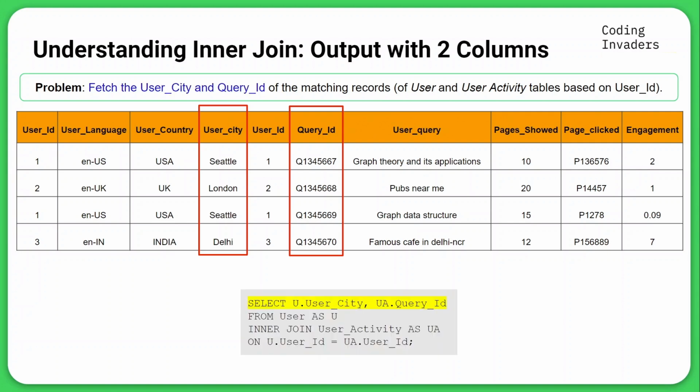So here's the code. I've altered the select part. Can you see this? We are selecting only these two columns. Which are those two columns? User city from the user table and query ID from user activity. Why have I mentioned u.user_city and ua.query_id? Because these are the alias names, right? Then we normally perform the inner join of the user and user activity tables. Lastly, we match on the basis of user ID. Okay? So let's run this on Metabase.